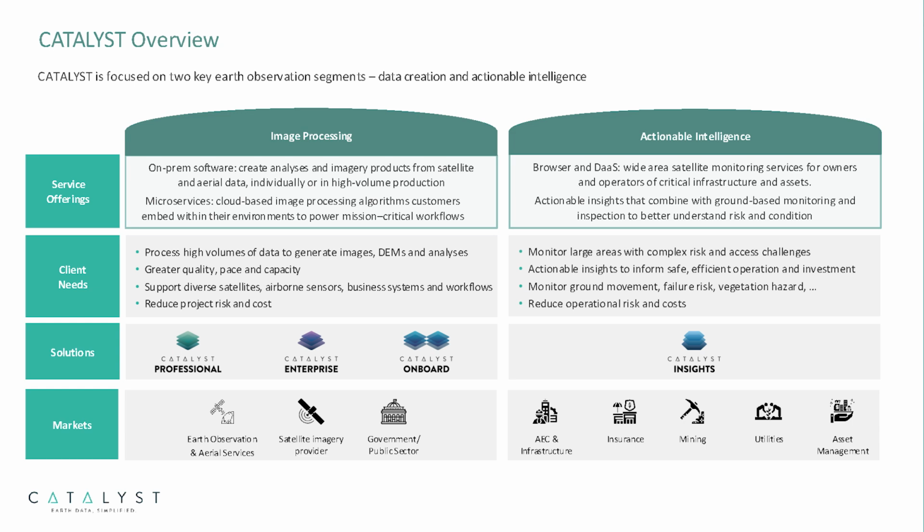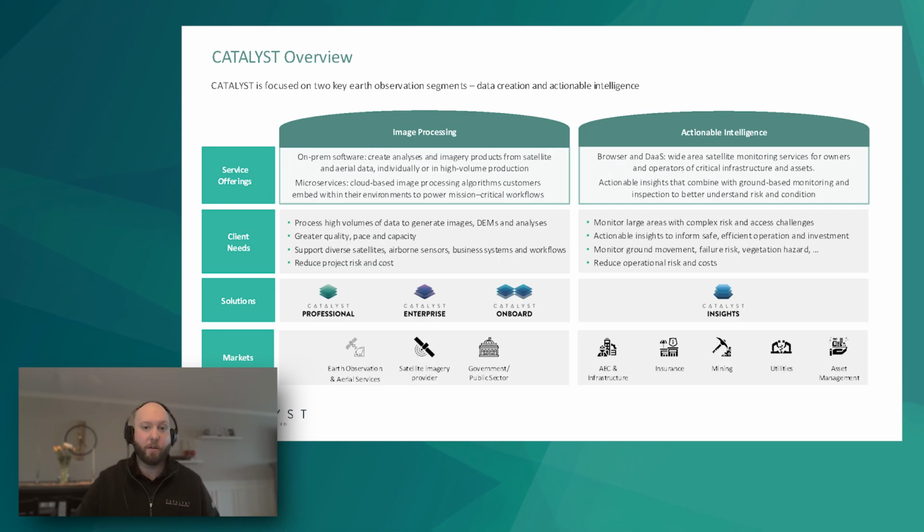Catalyst solutions fall into 2 broad types. On the left, we have highly scalable workflows and solutions for remote sensing and photogrammetry experts that are creating imagery, data products, and analyses. On the right, we have Insights, an automated environmental risk monitoring data service for decision makers who simply want timely, actionable insights, in which we leverage our scalable workflows.